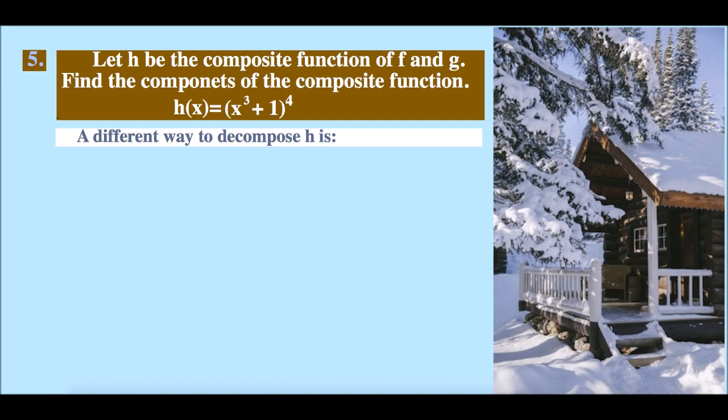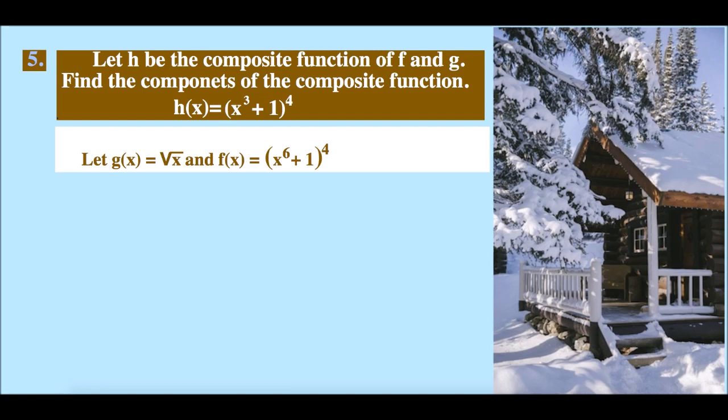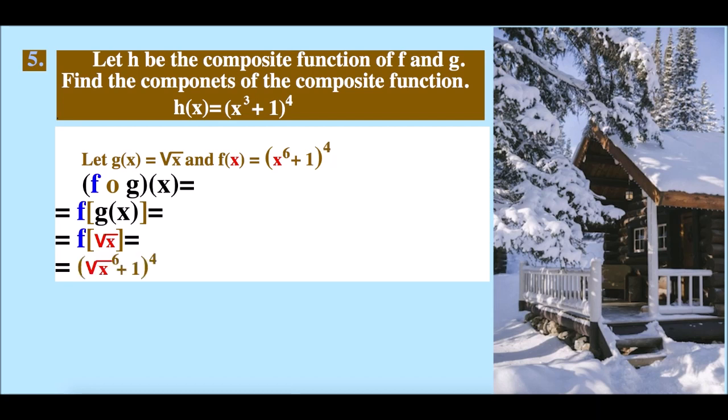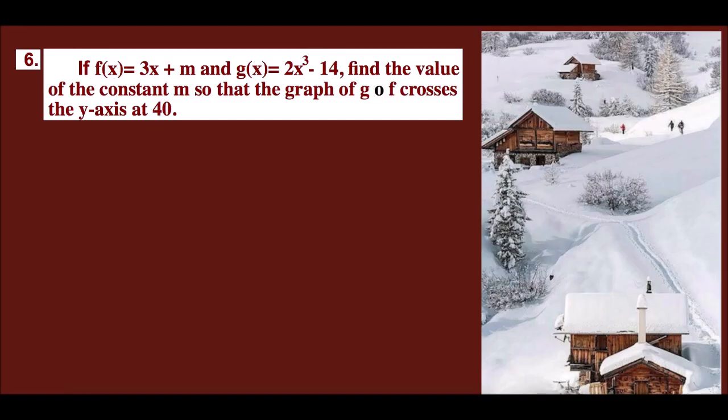A different way to decompose h is let g of x equals square root of x and f of x equals the quantity x to the 6th plus 1, everything to the 4th. f composed with g of x is equal to f of g of x. Plugging in for g of x, we obtain f of square root of x, and then we take that square root of x and plug it into our f of x equation such that we have open parentheses square root of x, everything to the 6th plus 1, everything to the 4th. Now when performing calculations, x to the 1/2 times 6, we get x to the 3rd plus 1, everything to the 4th, which is equal to h of x.